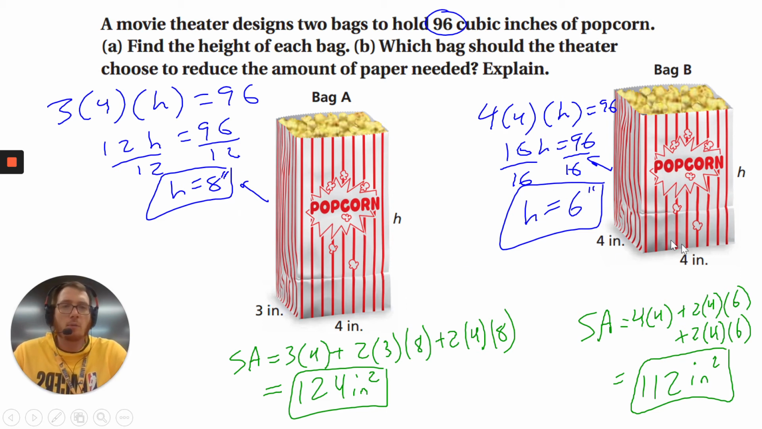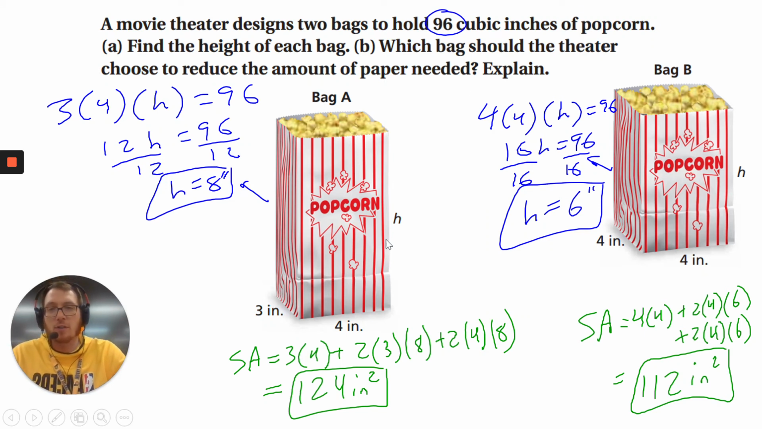This other one would be 4 times 4 times h equals 96. 16h equals 96, divide by 16 on both sides, one-step equation, h equals 6 inches. That answers part A for both of these. Which bag should be used to reduce paper? That's a surface area question. Okay, because you're saying, well, how much paper is used around the edge of it?